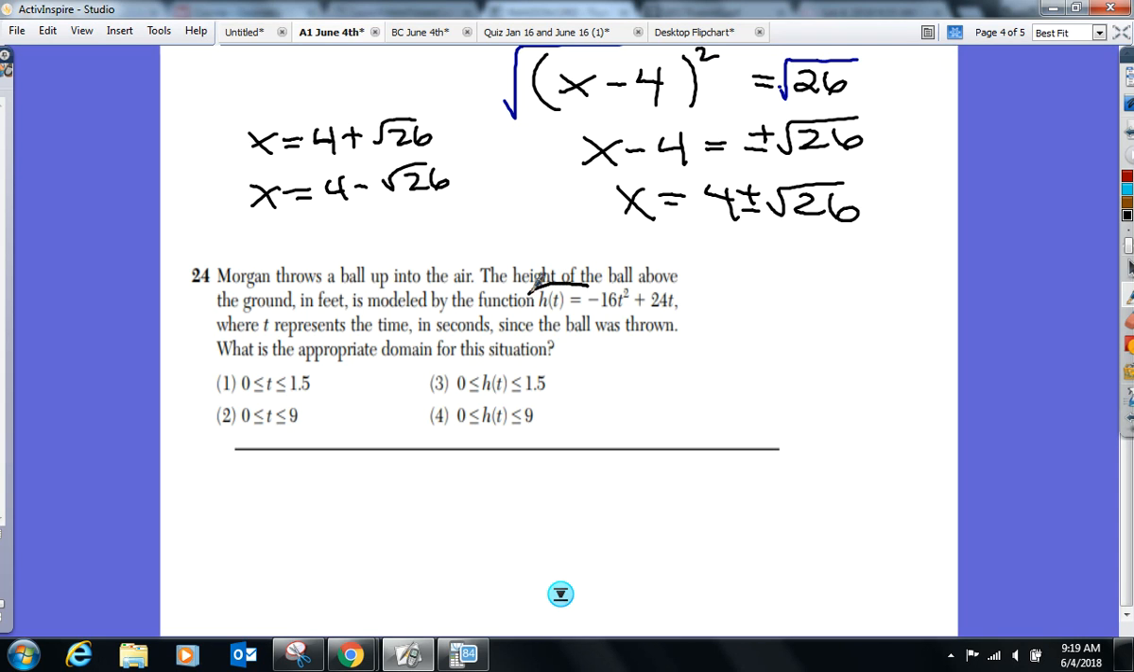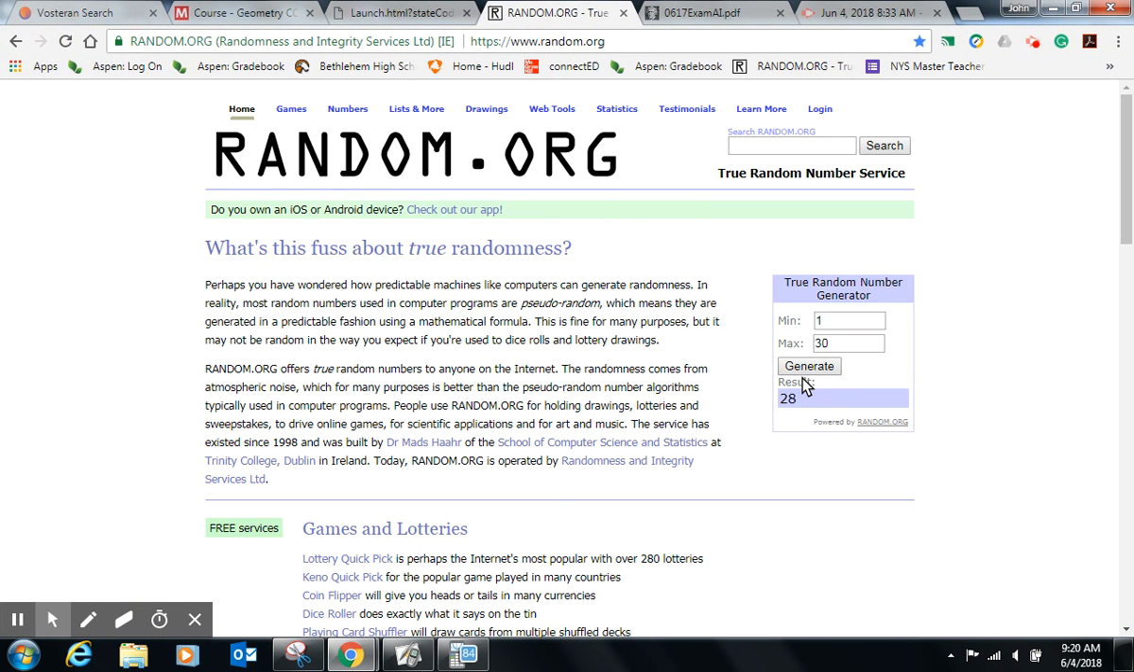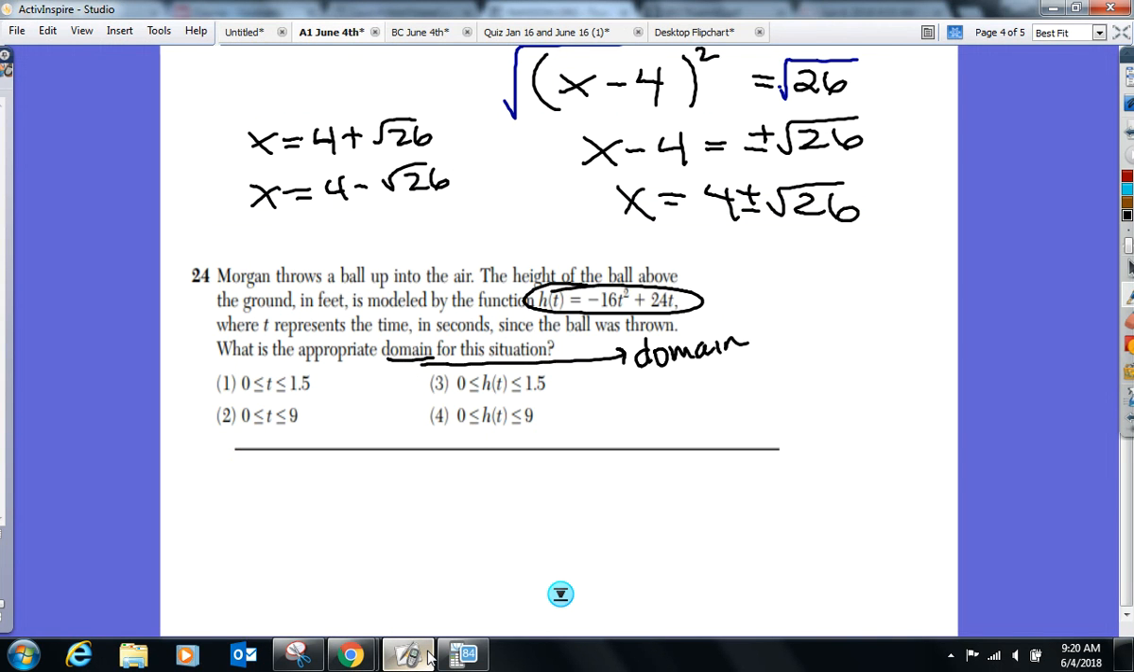Negative 16t squared plus 24t. What's an appropriate domain? X or Y's? X values for domains. Somebody get rid of 2 of these right away, because 2 of them don't describe the domain. They describe the range instead. Somebody get rid of 2 of them right away.